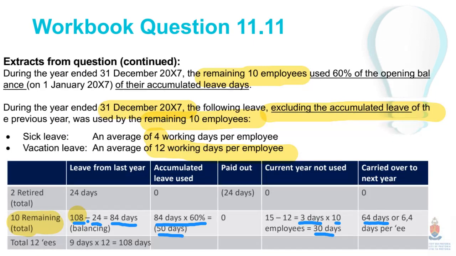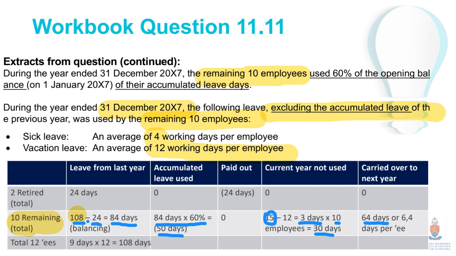Someone's asking, how did we get this 30 days, the current year not used? So each employee is given 15 days. How do we know that? We're going to go to point number 4, where it says each employee is entitled to take 15 days paid vacation leave. So each employee gets 15 days, right? And it is here.